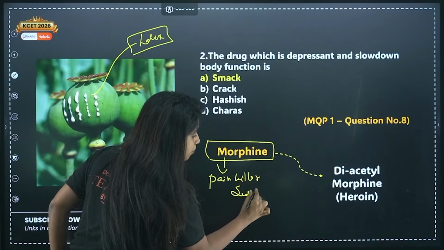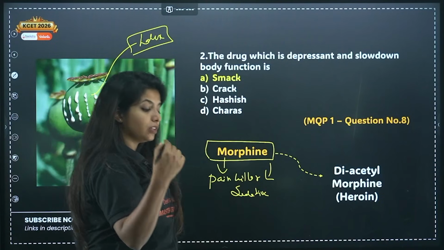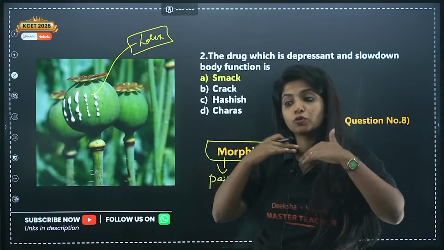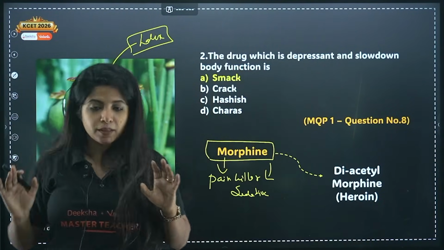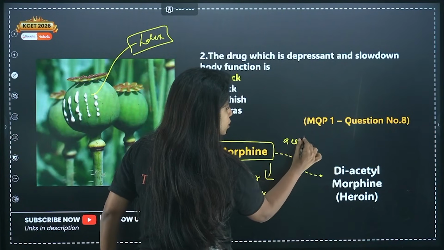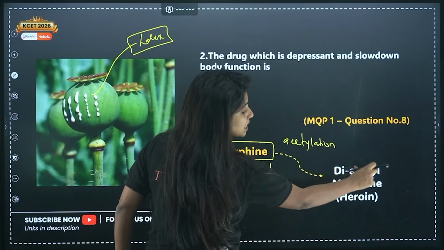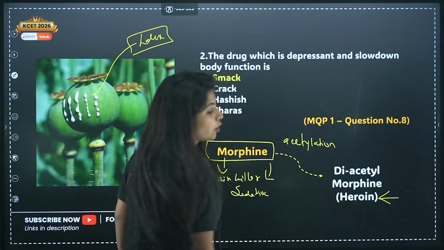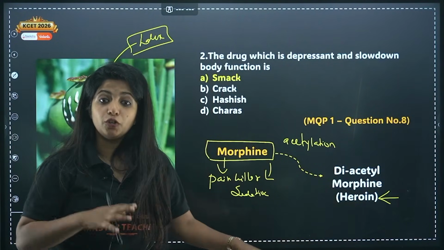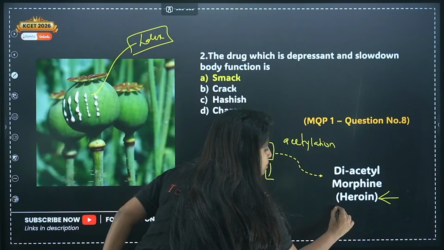That means when we have pain, ma'am, can we use this? No. It has to be monitored by the doctors only, otherwise, my dear children, it can also lead to death. So yes, that is there. So initially we had morphine from the latex. Now morphine undergoes a process known as acetylation, and that's how you get diacetyl morphine, which is also known as heroin. So heroin has 3 names. Over here, diacetyl morphine, heroin, and also smack.